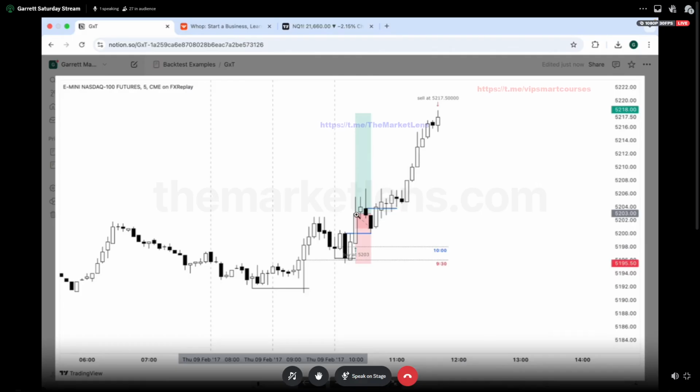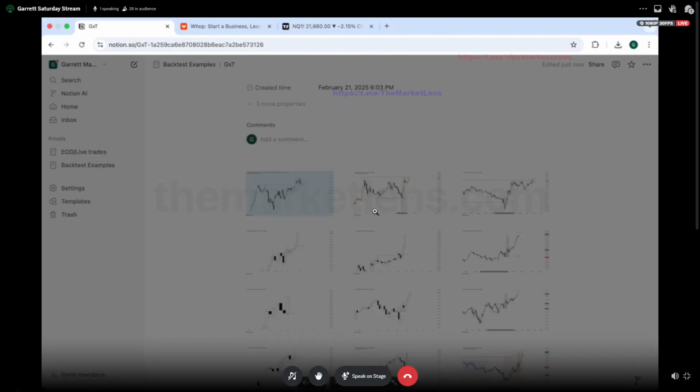You have the option to market execute on the close or wait for a retest. There are pros and cons to both. If you wait for a retest, you have better RR, but the con is you might not get this tap. You might miss the whole trade, which is not ideal. There's another entry right here as well, a valid entry.